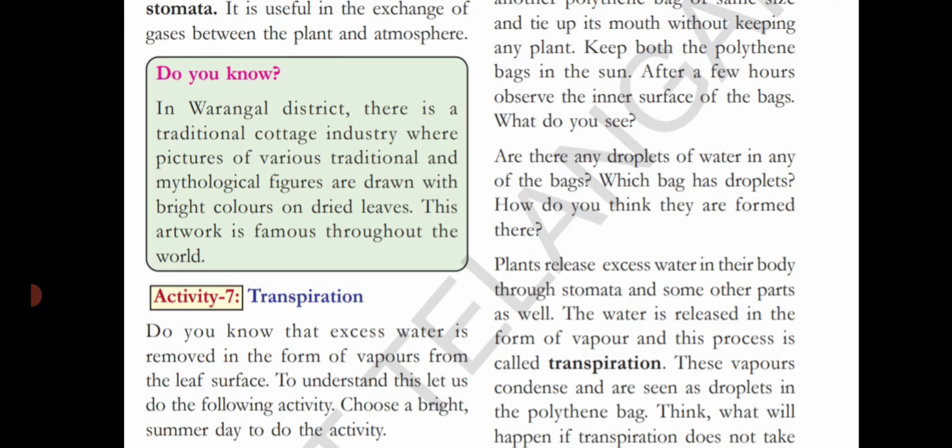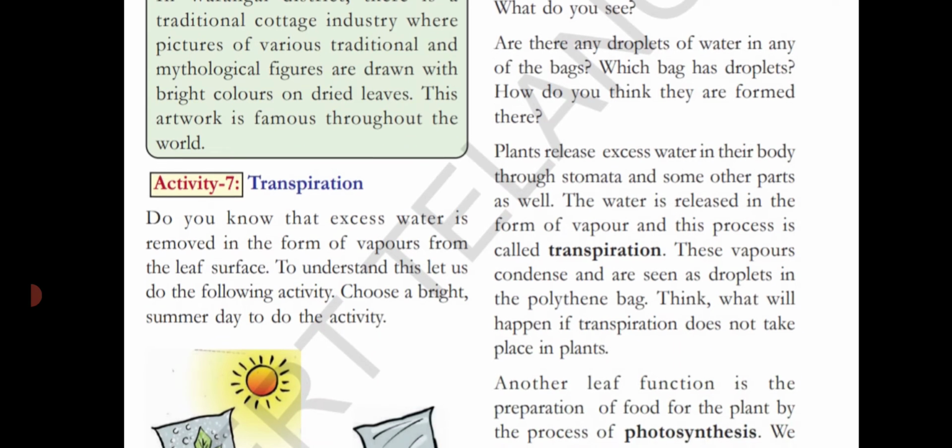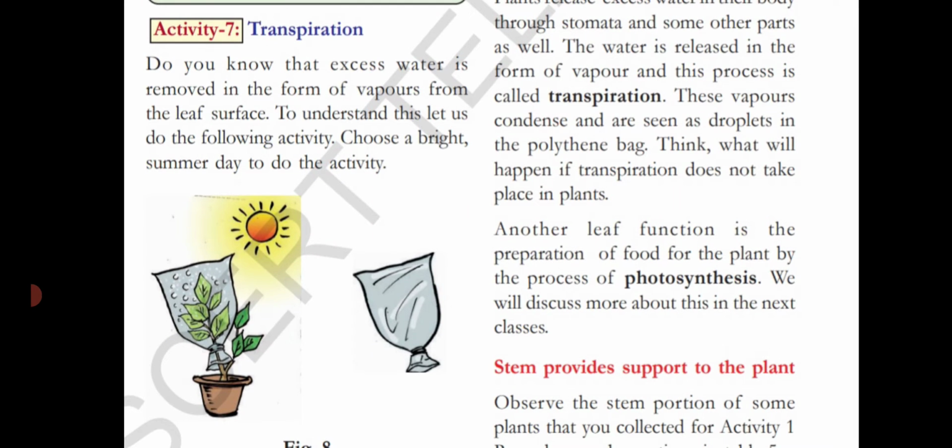By the transpiration process, water which has come from the roots to the leaves. Plants release excess water in their body through stomata and some other parts as well. The water is released in the form of vapor, and this process is called transpiration. These vapors condense and are seen as droplets in the polythene bag.